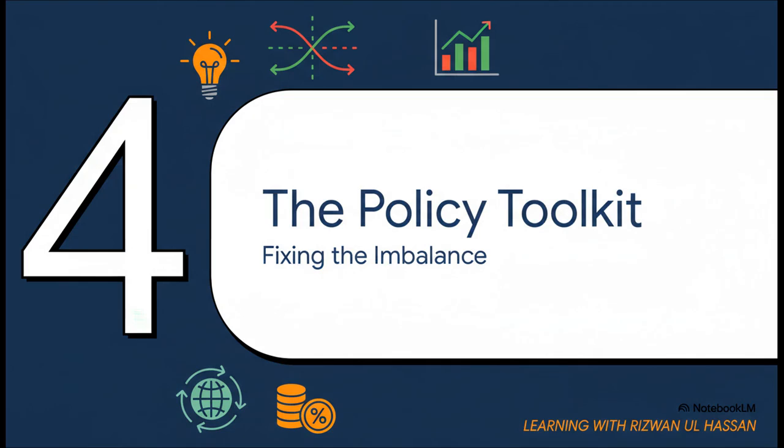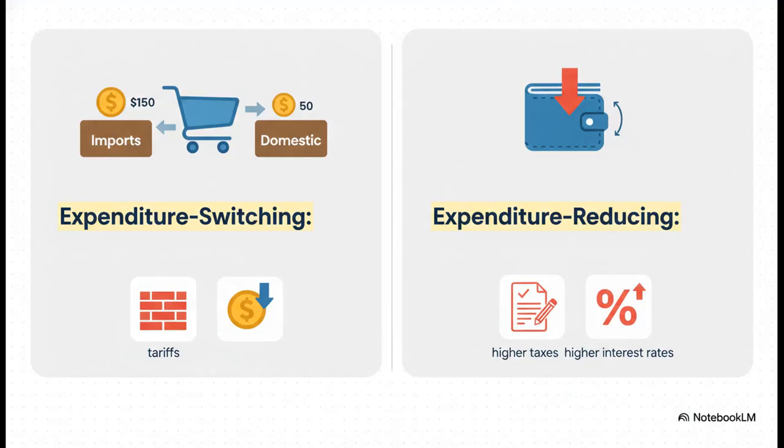Okay, so we understand the causes and the complexities. What can a government actually do to fix a stubborn current account deficit? Let's open up the policy toolkit and see what's inside. Broadly speaking, governments have two main approaches. The first is expenditure switching. The goal here is to get people to switch their spending away from imports and toward domestic goods, using tools like tariffs or a currency depreciation.